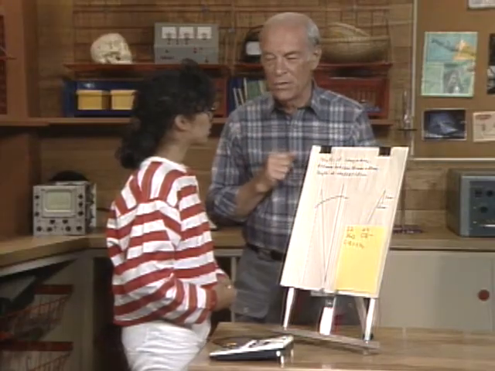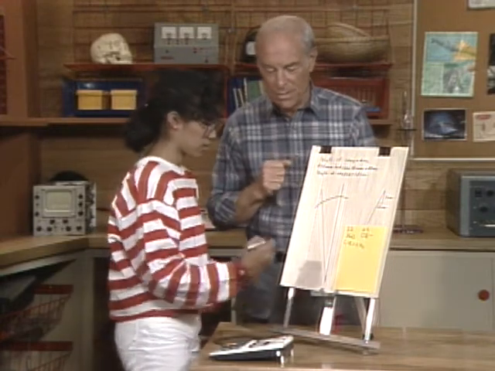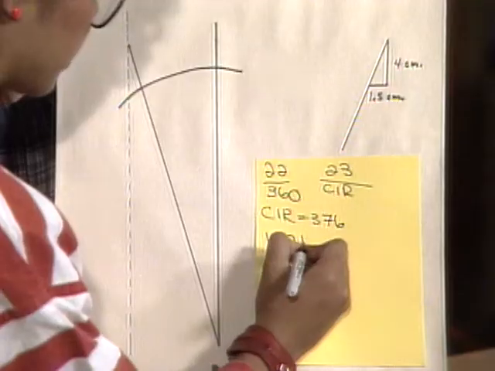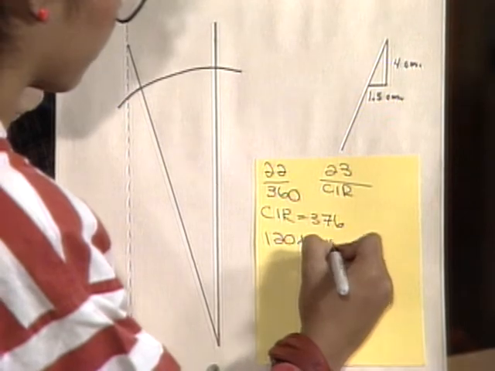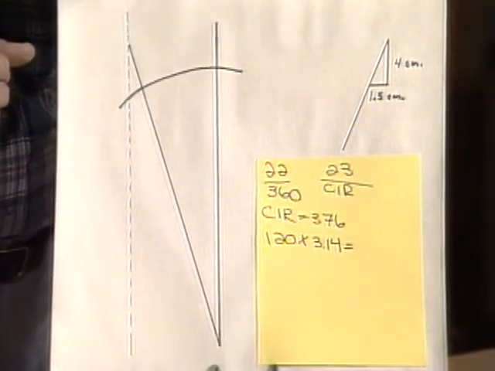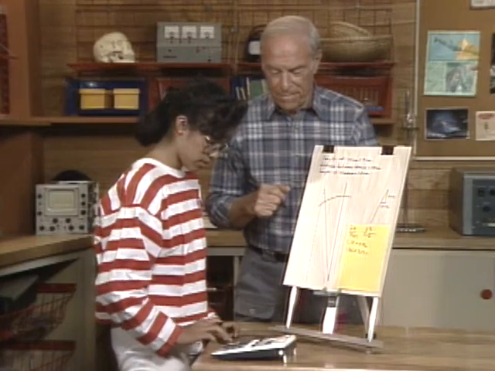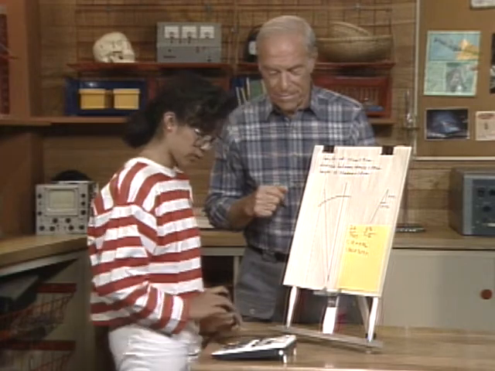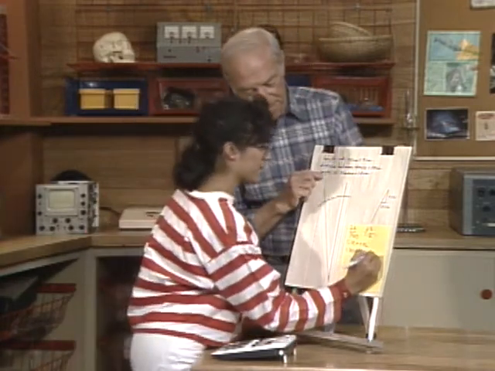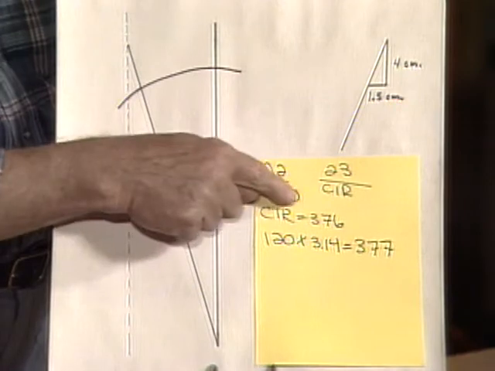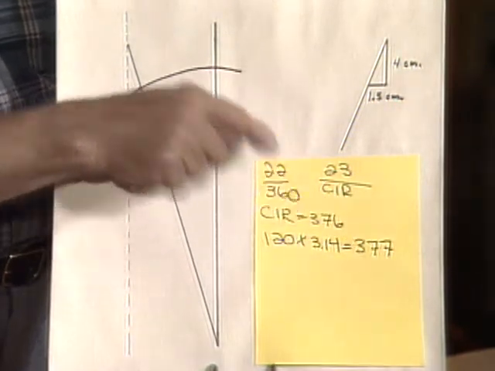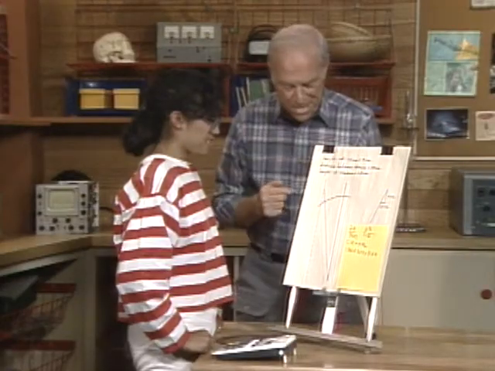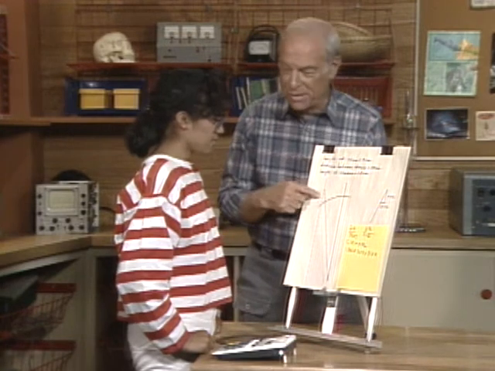We multiply the diameter by pi, which is 3.14. Okay. Let's assume the diameter was 120 centimeters. Go ahead. 120 times 3.14 equals what is it? 377. Look, only off by 1. Now, isn't it amazing that using this sort of system, you can come that close?